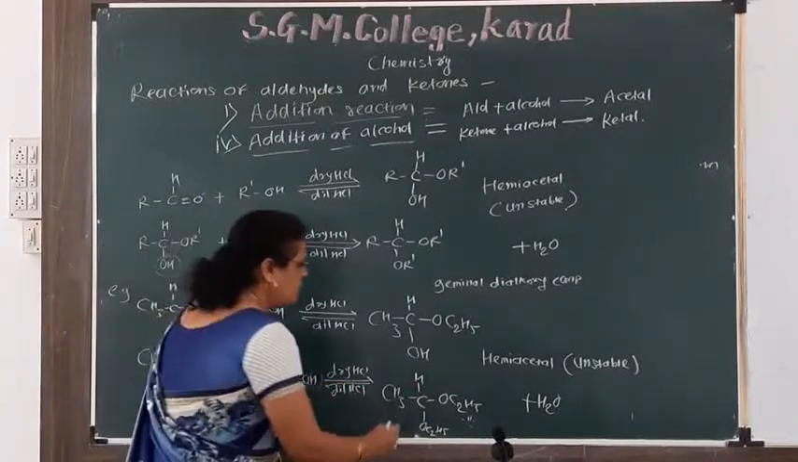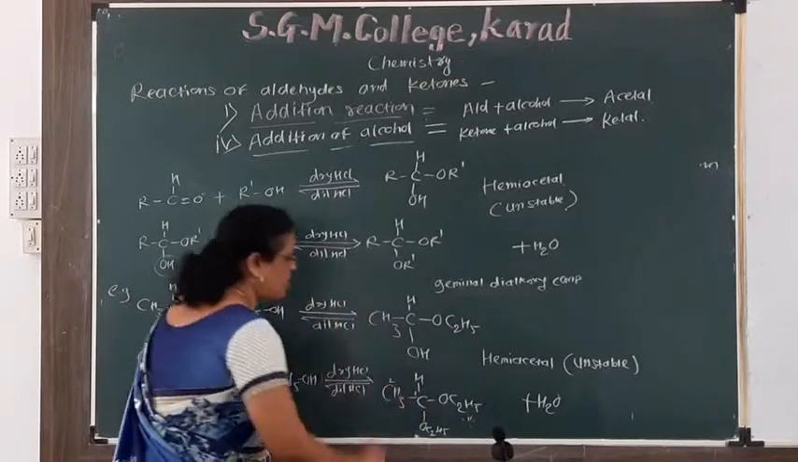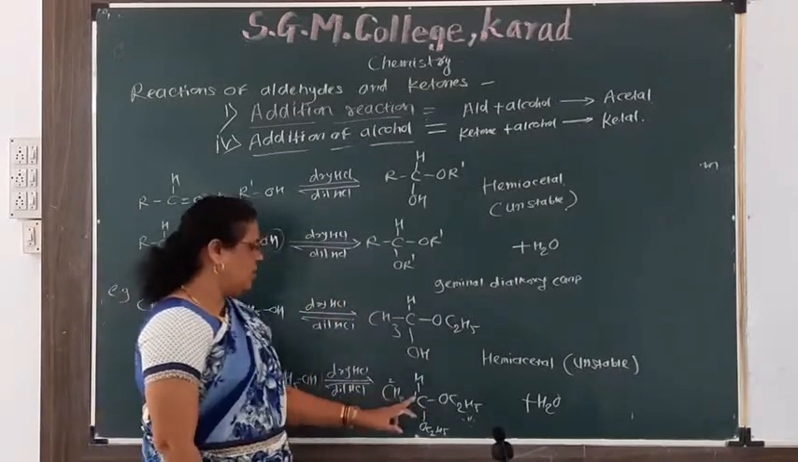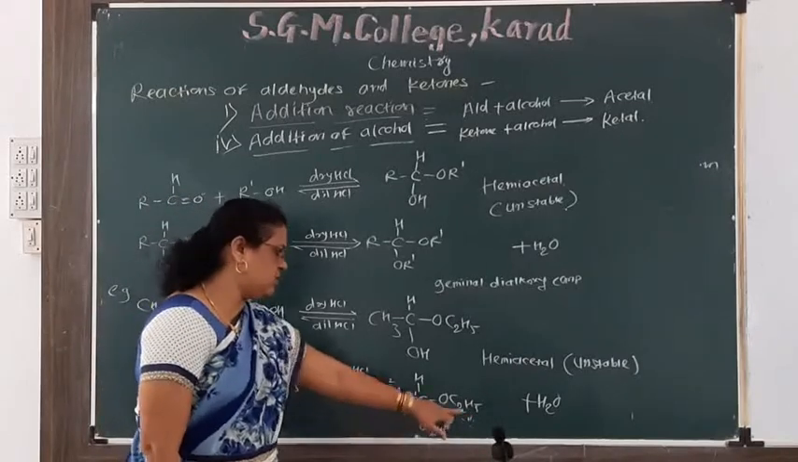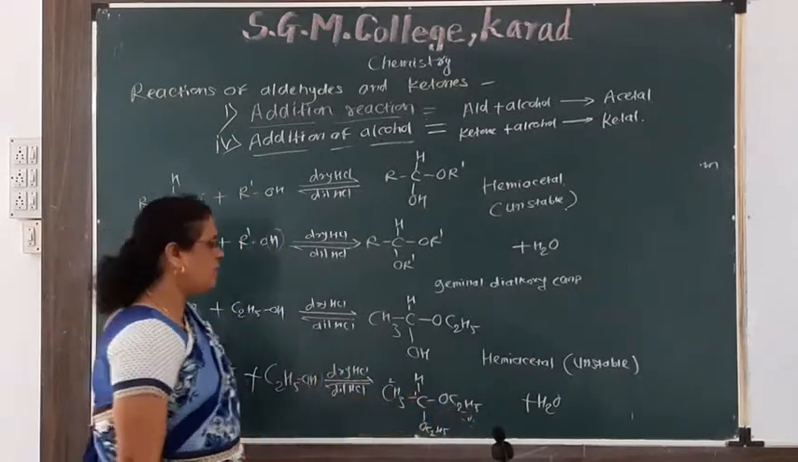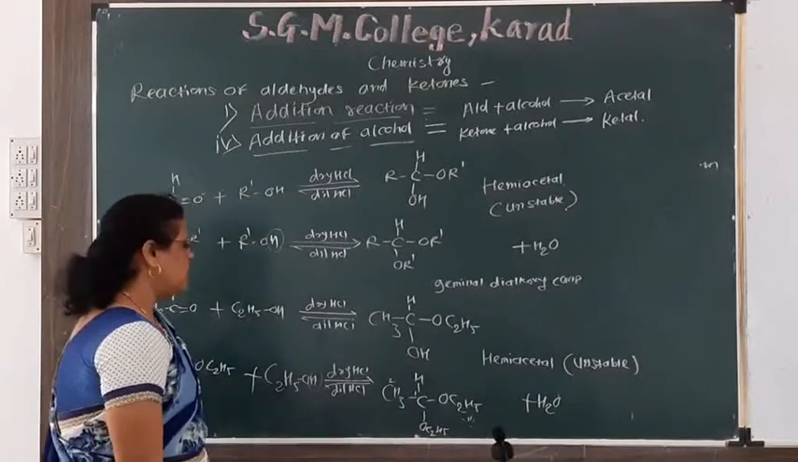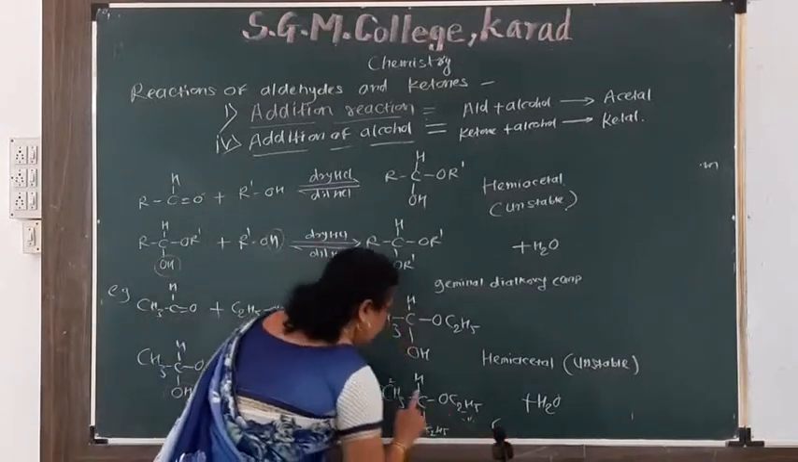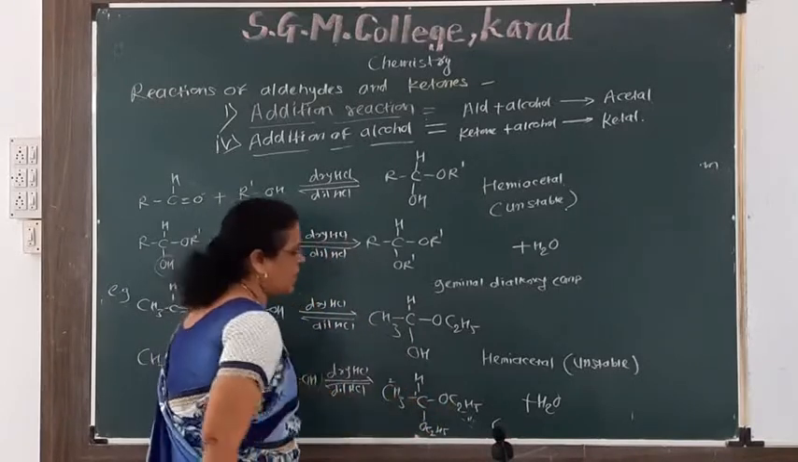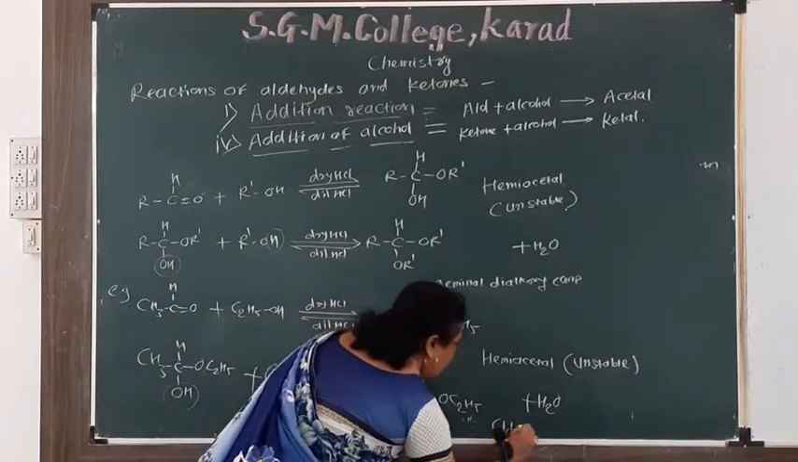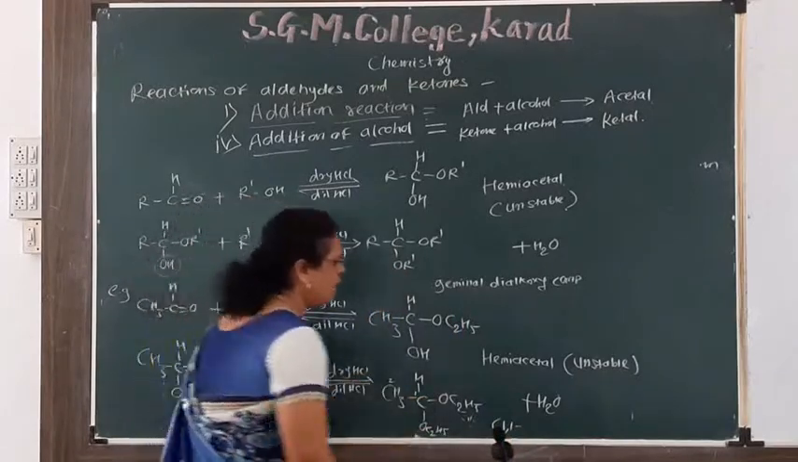Means here this is the first carbon atom, this is the second carbon atom. In the first carbon atom, two ethoxy groups are attached. Therefore, the name of this compound is 1,1. Here 1,1, two ethoxy groups are attached to this carbon atom. Therefore, 1,1 diethoxy.